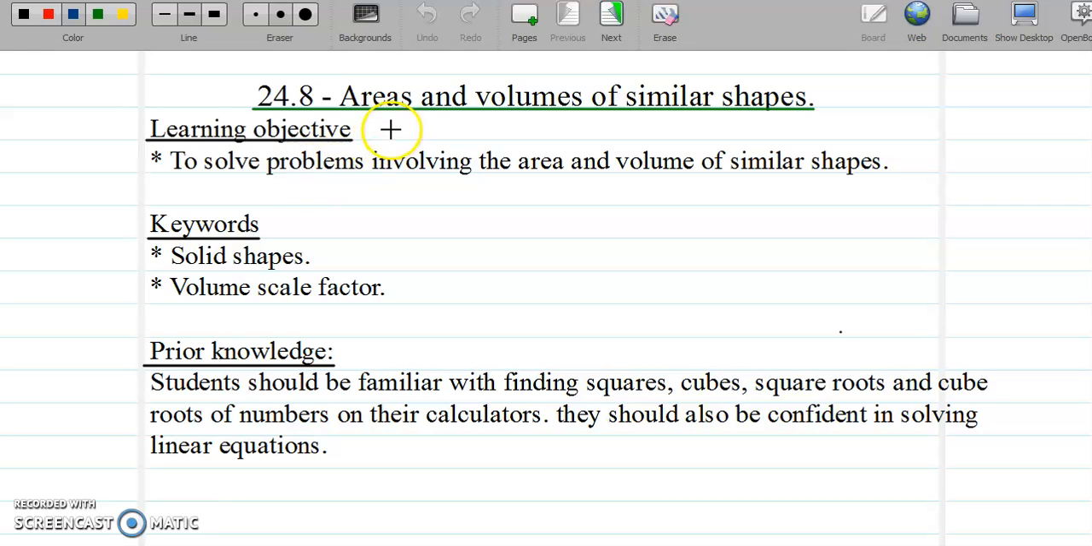Okay, in today's topic, we are going to look at areas and volumes of similar shapes, and the learning objective is to solve problems involving the area and volume of similar shapes, and this is our keyword. But before we embark on this, students should be familiar with finding squares, cubes, square roots, and cube roots of numbers on their calculator. They should also be confident in solving linear equations. We have done this in our previous lesson.